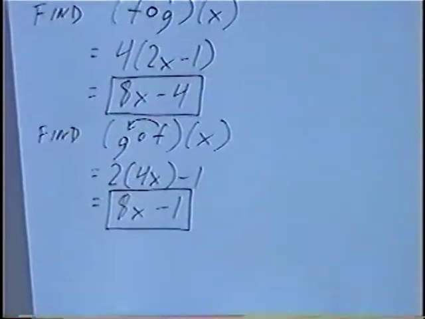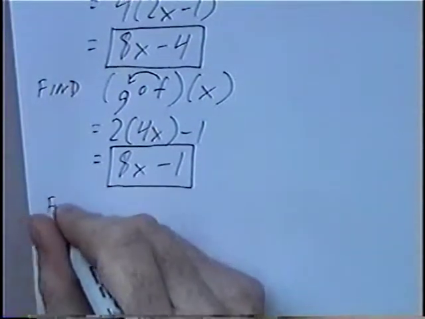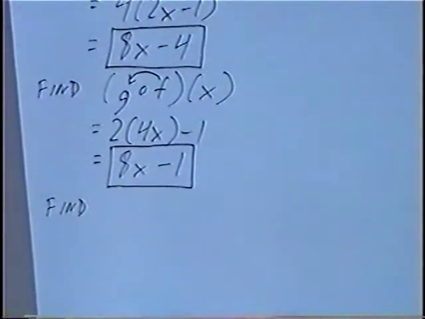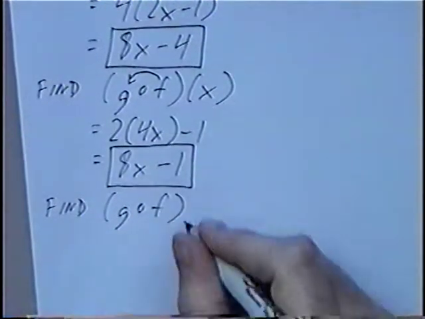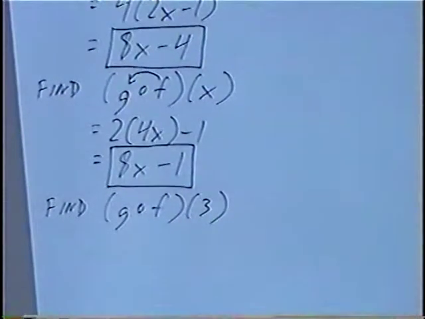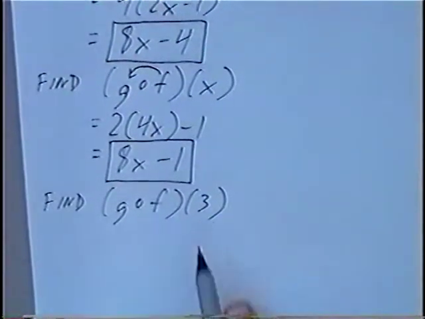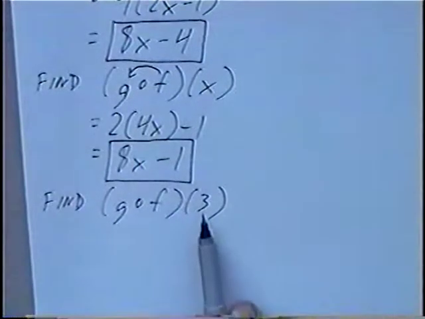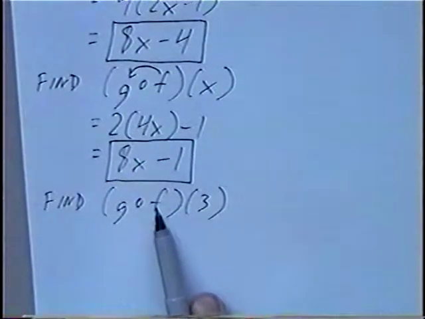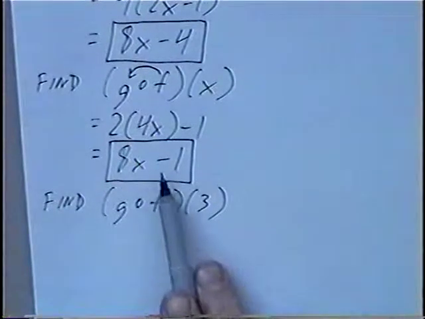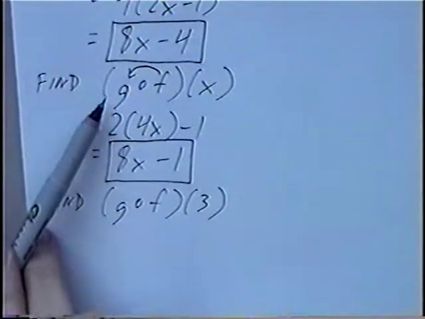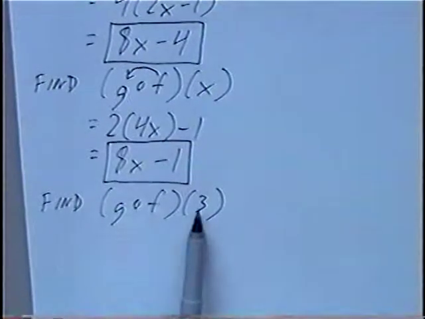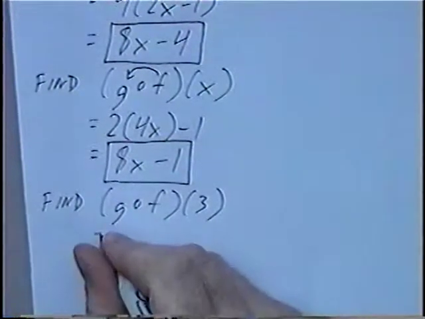And last question for the section. Find the composition g, composition f of 3. To solve this problem, since we have a number 3, we can either take the 3 and plug that into the f value, which will give us a number, and plug that number into the g value, which will give us our final answer. Or, since we also did the g composition of f in the previous problem, we can plug the 3 into 8x minus 1.